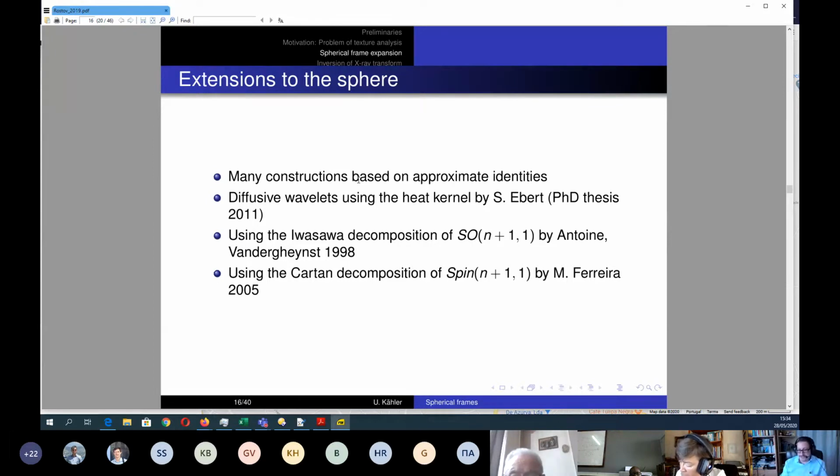We want wavelets based on group representations. And there are different constructions. One thing, which is also linked to the approximate identities, is you just take the heat kernel over the sphere and then write it down in terms of an orthonormal basis, using, of course, the fact that spin 4 is a compact group, so you have an orthogonal decomposition. For instance, one reference I gave here is the thesis of Sven Ebert, but there are also other works on that part. It also goes in the direction of Sven Ebert and others.